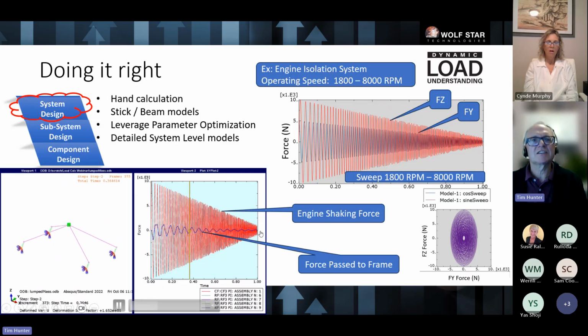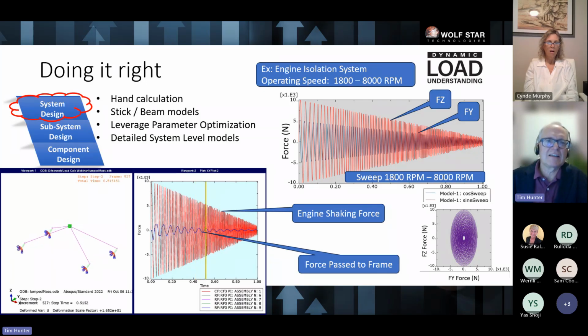So the engine mounting system is doing its job. It's taking the forces out of the system. So your frame is not getting much shaking force. This is exactly what you wanted to do. And again, this model solves in about 45 seconds, okay? So you can go and iterate all day long on this. This is what you want. You want to have these quick, easy stick models where you can operate on these parameters, okay?